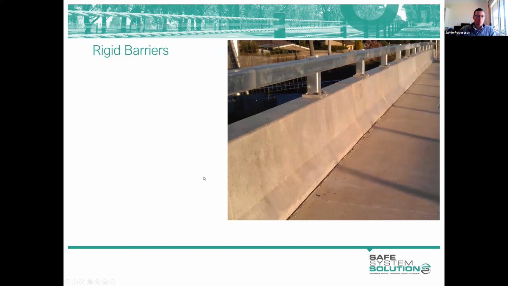A rigid barrier might look like this. Typically they are a concrete system, perhaps with a steel extension. Depending on the vehicles that we are intending to contain, we might provide that steel extension to contain those vehicles with a higher centre of gravity. So these barriers don't deflect by very much at all, in fact, next to nothing. And because of that, they aren't particularly forgiving on the occupants of the errant vehicles.